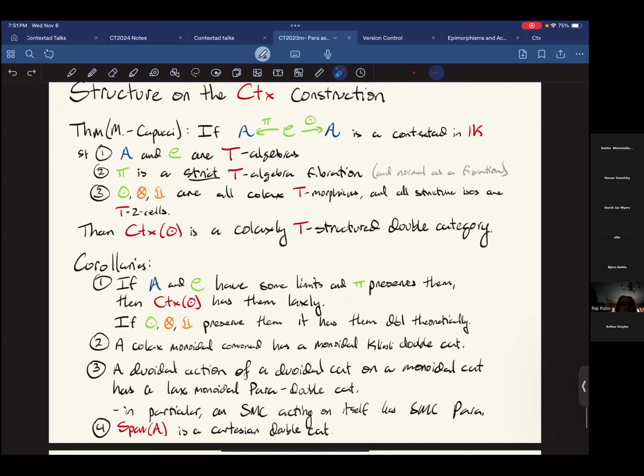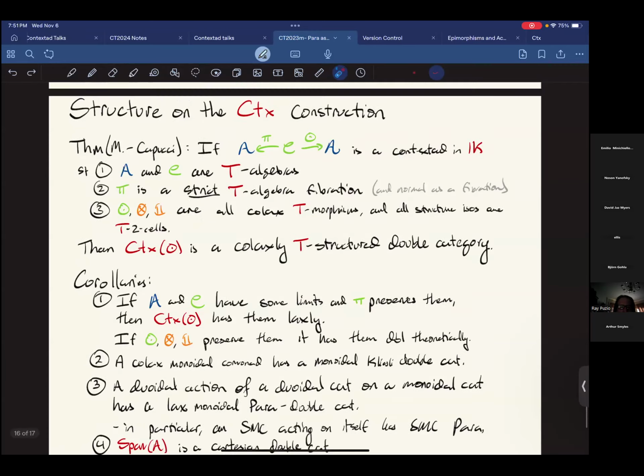Yes, if I may. Please. So you get these different contextads, right? That you introduced in the beginning as examples. Are there any natural morphisms between them?